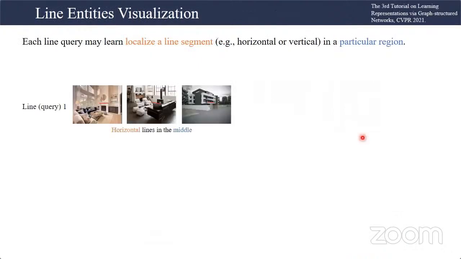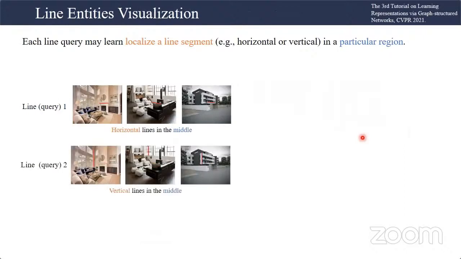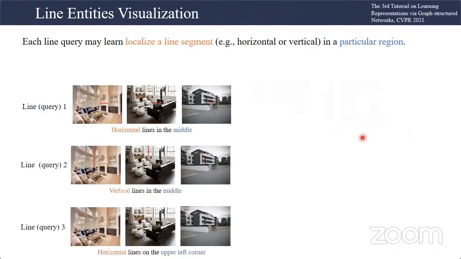We also show 3 line segment queries for 3 different images. 2 interesting observations can be made. 1, the exact location for the same query varies from image to image. 2, each line query is dedicated to a certain area in the image. So in terms of this, line queries are variant, but also they are consistent.